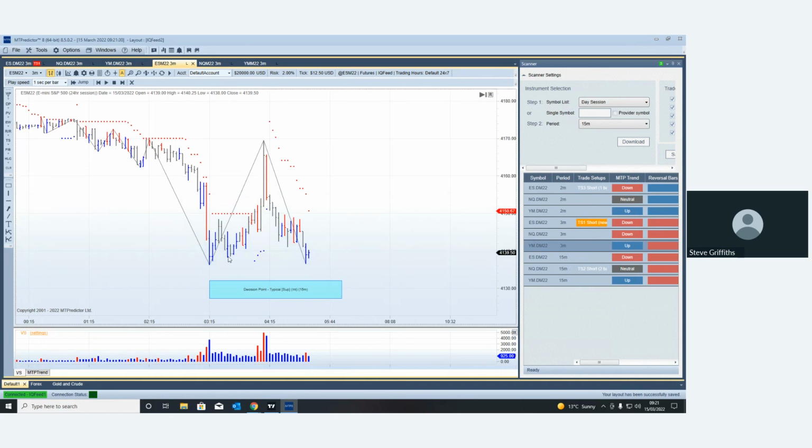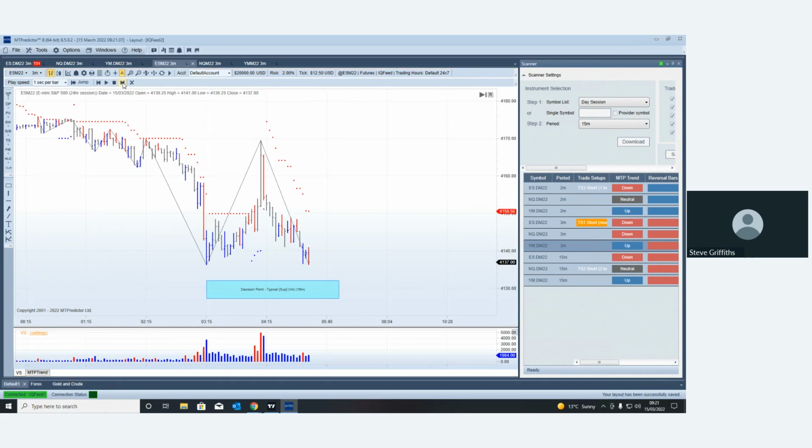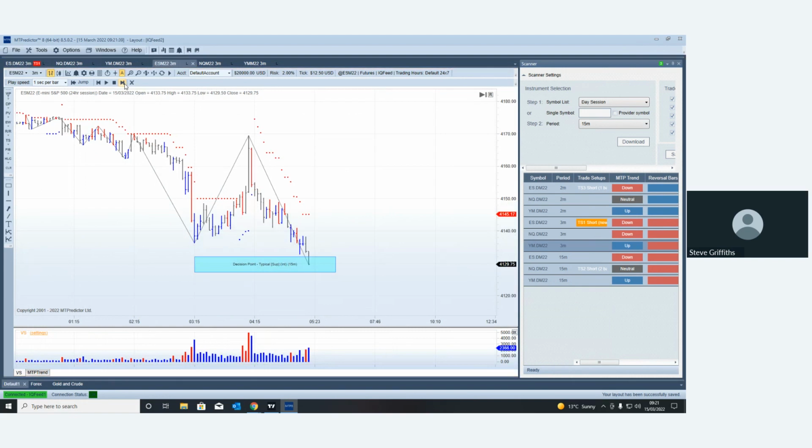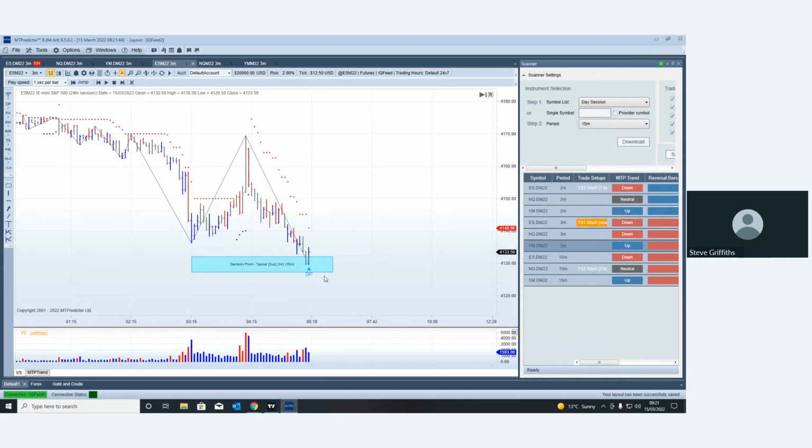So this is what I want to get you guys to do. I want to get you guys to be ready in advance. So let's see what happens as the market goes down. There it is. It's now in the level. It then reverses with a buy setup.